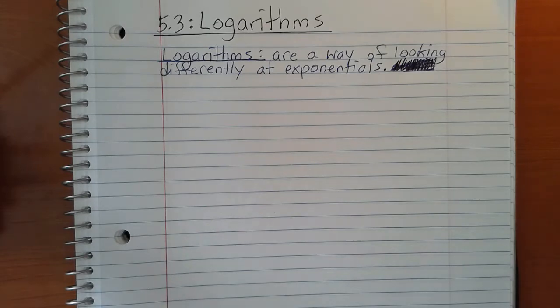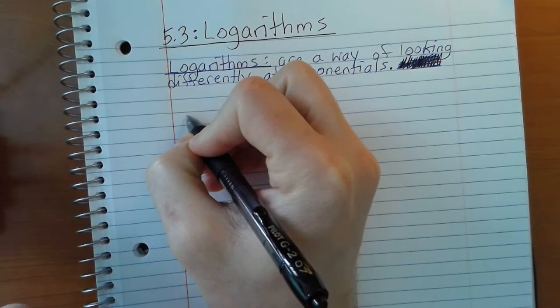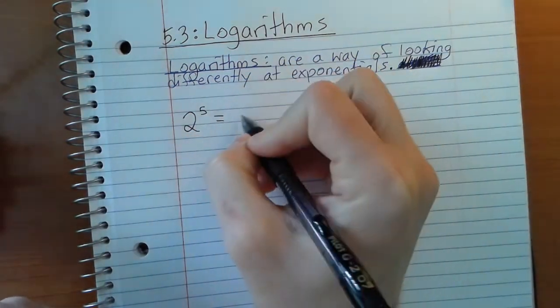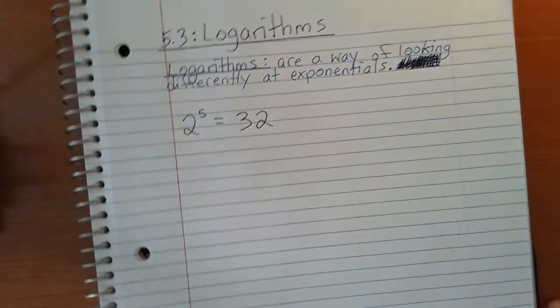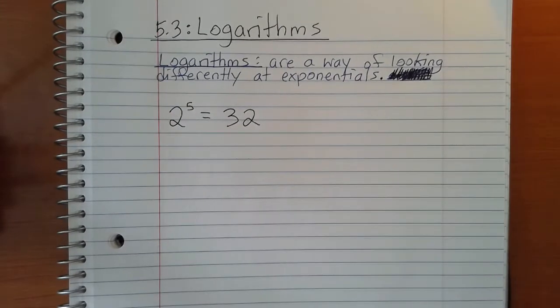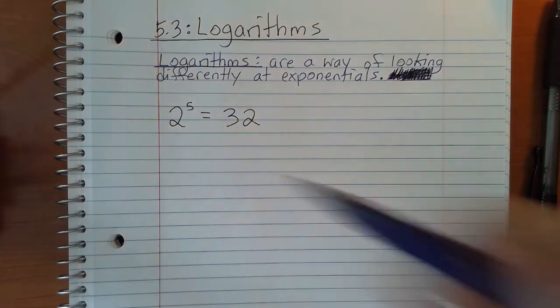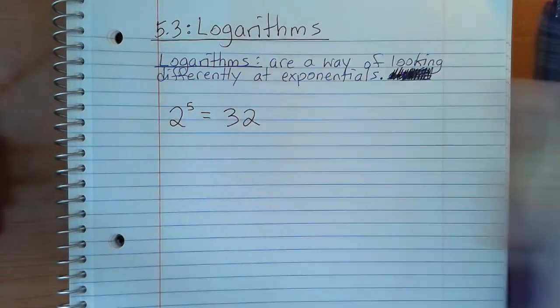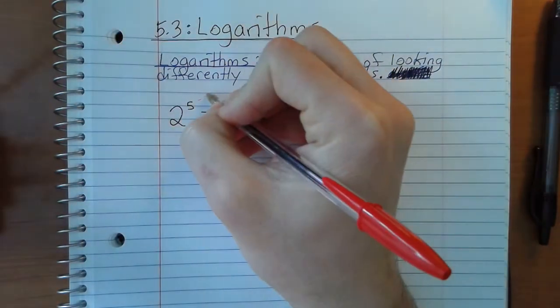So the idea of an exponential, we could write out an exponential as simple as 2 to the power of 5 is equal to 32. We know that's true. We can put it in our calculator and confirm that. We also know the parts of this particular equation. We know that the 5 right here is representing the exponent.